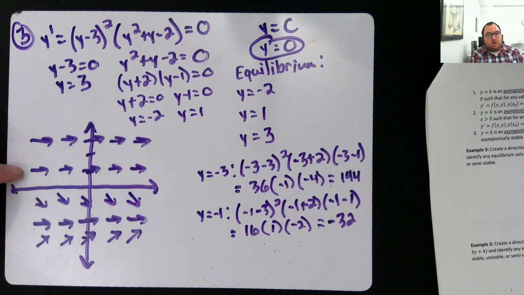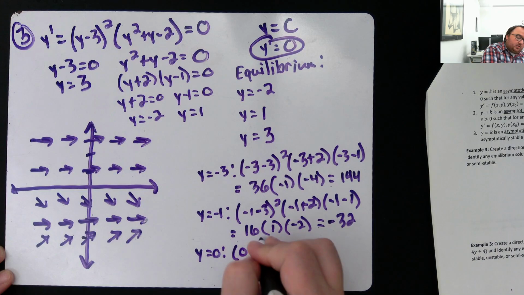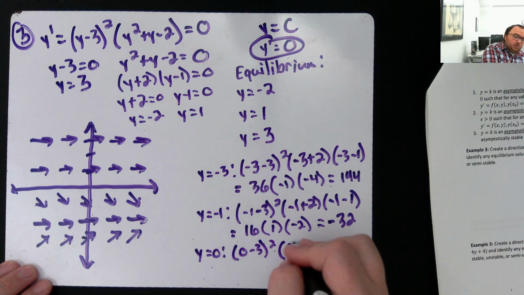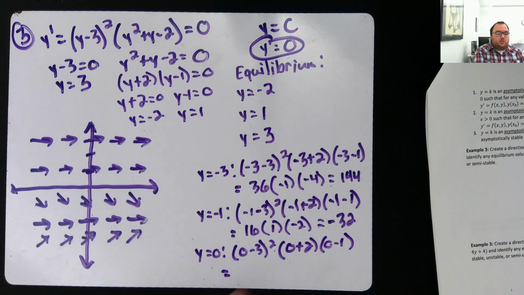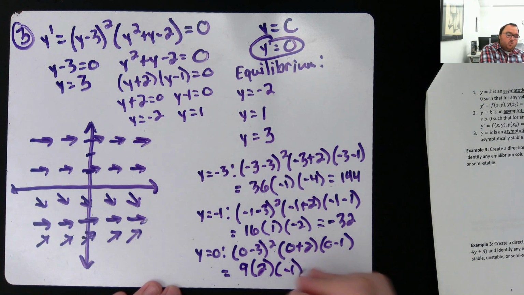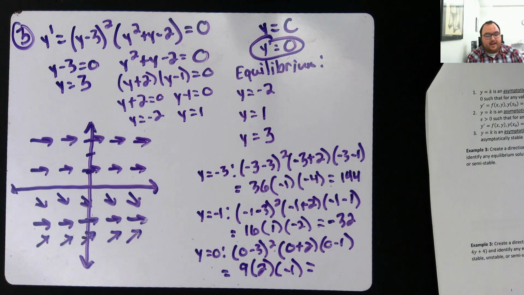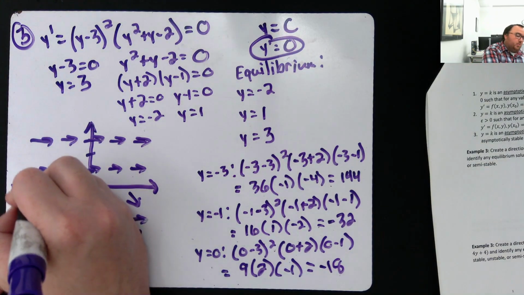I also need below this line, which is at y equals 0. 0 minus 3 squared. 0 plus 2, 0 minus 1. -3 squared is 9. 0 plus 2 is 2. 0 minus 1 is -1. 9 times 2 is 18 times the -1 is -18. So at 0, they're pointing down.